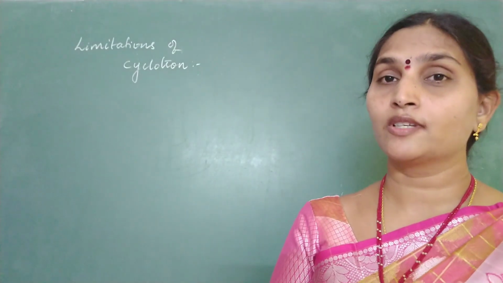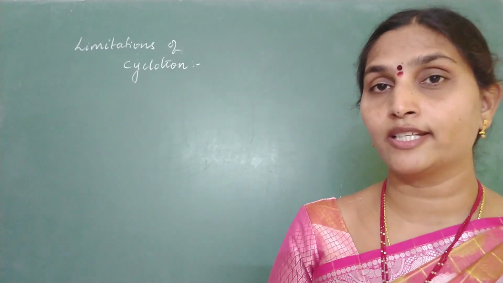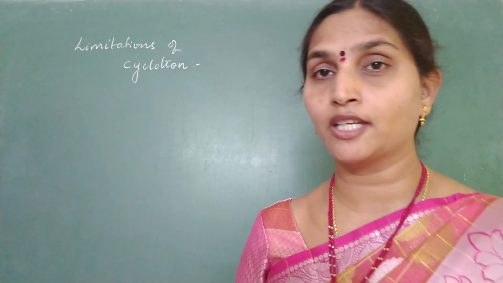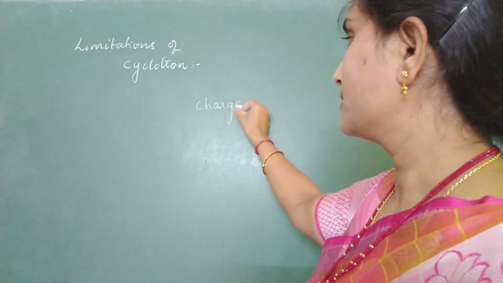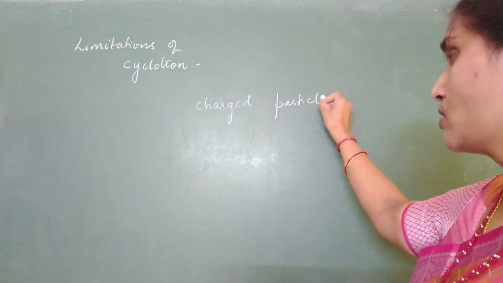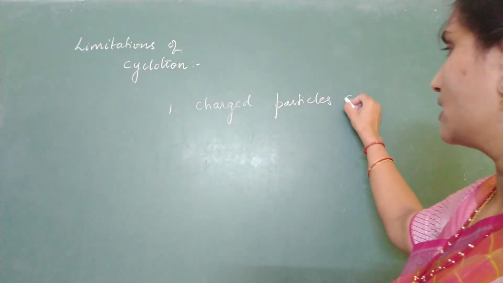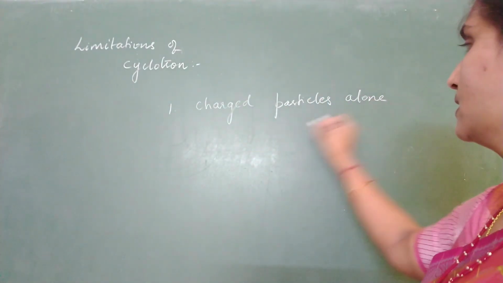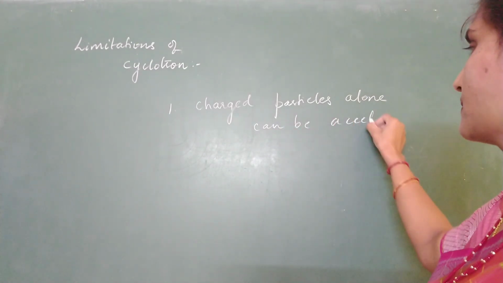Now coming to limitations of cyclotron. We have seen that a cyclotron can accelerate only charged particles. So the first limitation is only charged particles can be accelerated. We cannot accelerate neutrons by using this device. Charged particles alone can be accelerated.